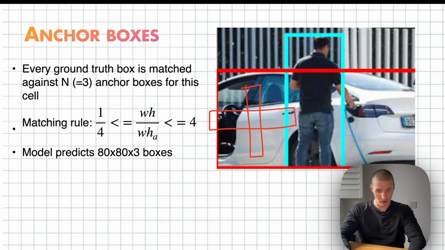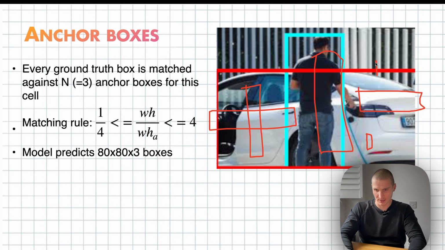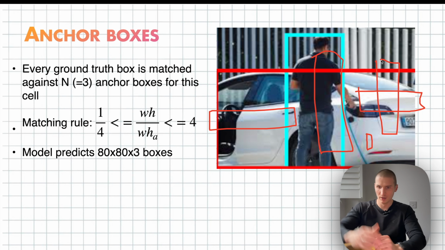And we have like 3 of them, for example, corresponding to different scales, different aspect ratios. So they might be small, they might be really big, and they might have something that is like wide, and then something that is more tall.